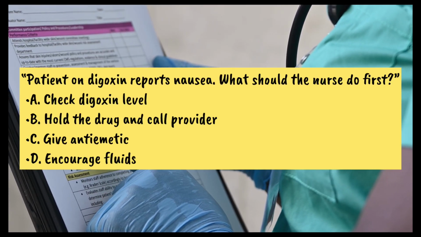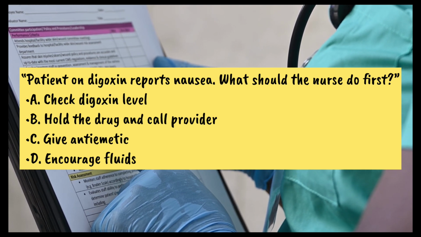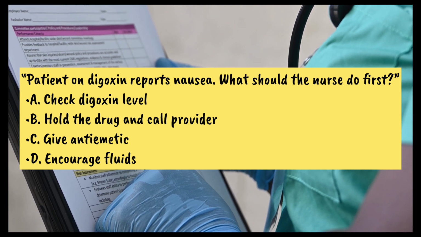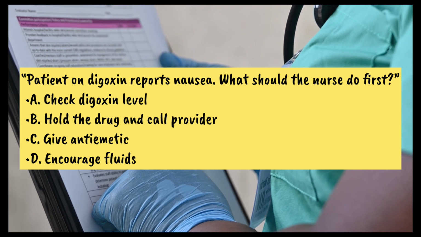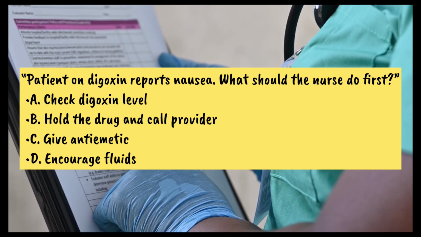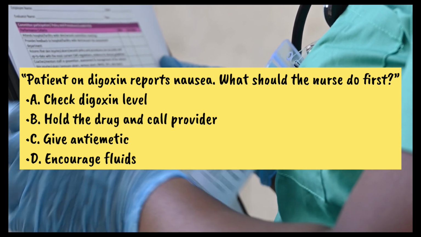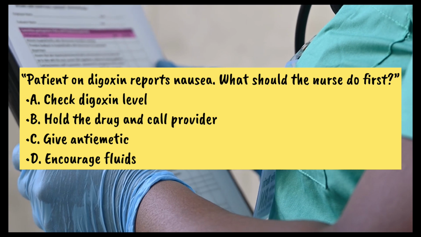Next, a patient on digoxin reports nausea. What should the nurse do first? So here the key word is first, so just underline the word. A, check digoxin level. B, hold the drug and call the provider. C, give antiemetic. D, encourage fluid. So the question is about digoxin. So C and D, just cut them out. That is not related to the answer.